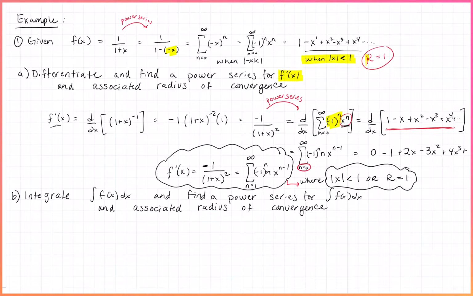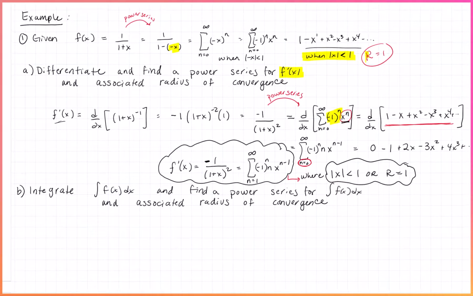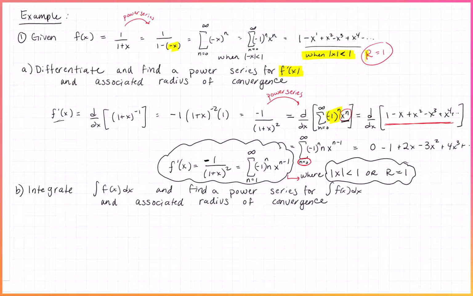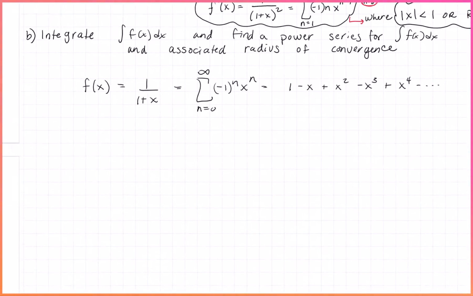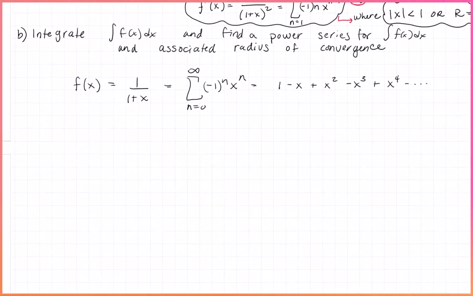Okay, so that's how we differentiate. What if we wanted to integrate this function? Let's think about what that would look like. Luckily, we already have the function in its power series representation. I'm just going to rewrite it here so I can zoom in. So 1 over 1 plus x, remember we showed that that was equal to the sum of negative 1 to the n, x to the n from n equals 0 to infinity. And of course, if we expand that out, that's 1 minus x plus x squared minus x cubed plus x to the fourth, and so on and so forth. Okay, now let's zoom in.